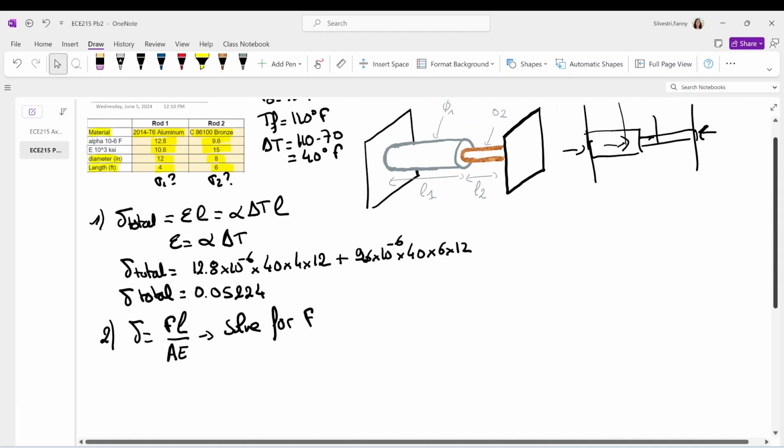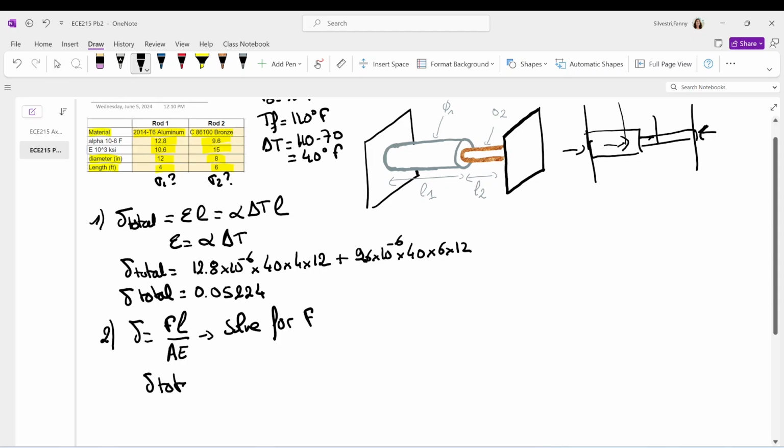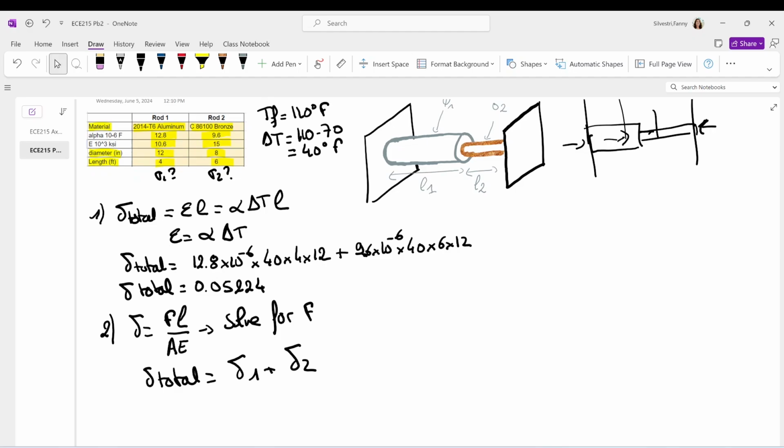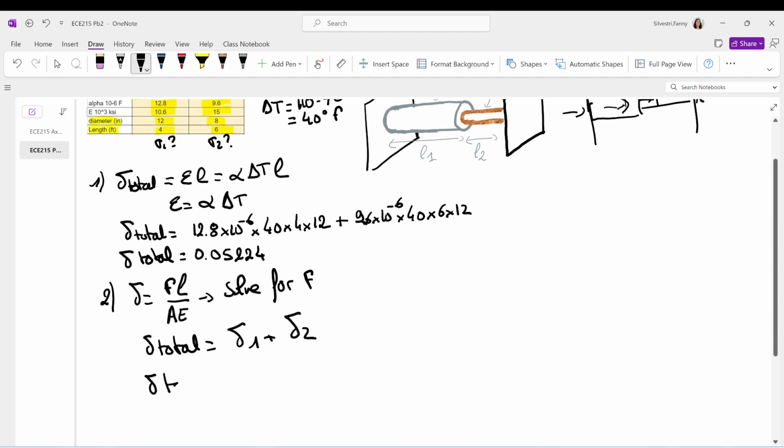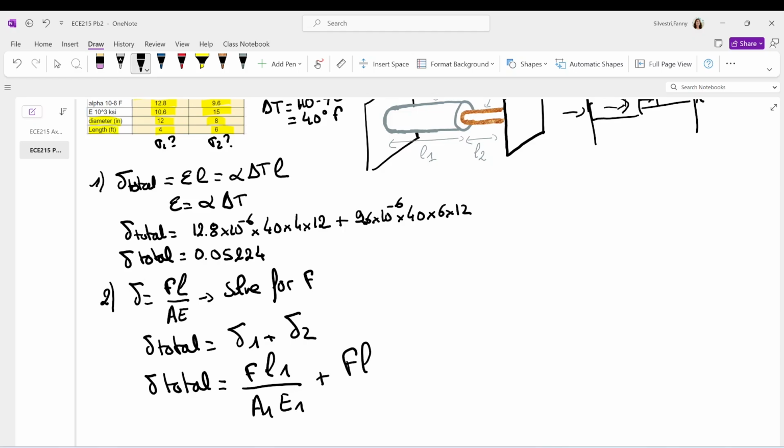So what do we know? We know that the delta total, and we know this value, equals the delta 1 plus the delta 2. So we will find the elongations of each rod with the formula of the force. So we have delta total equal the force times the length of 1 divided by the area of 1 times the modulus of 1, plus the force times L2 divided by the area A2 and the modulus E2.